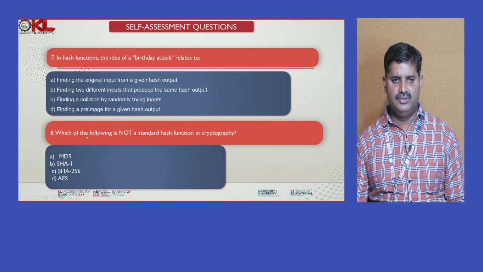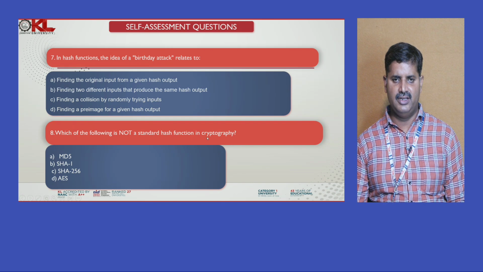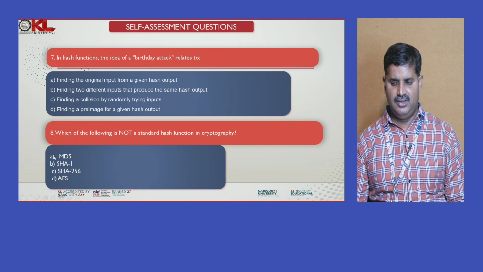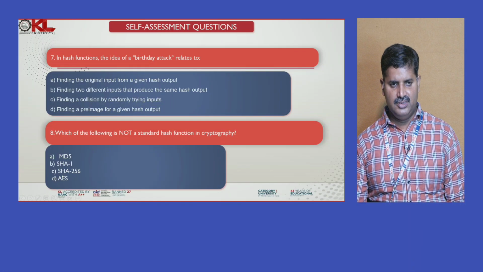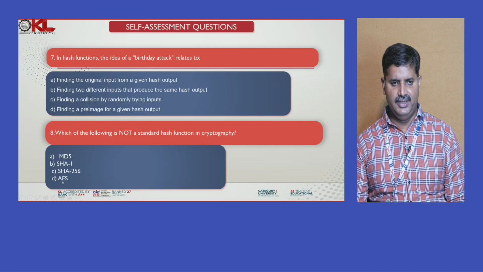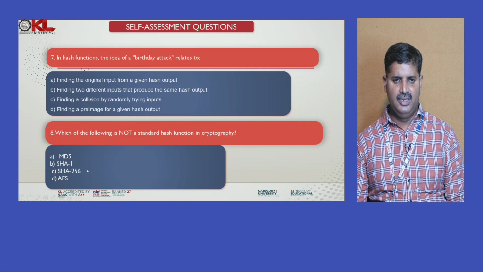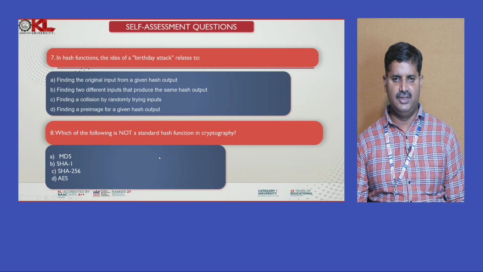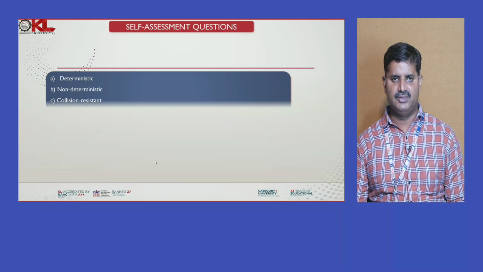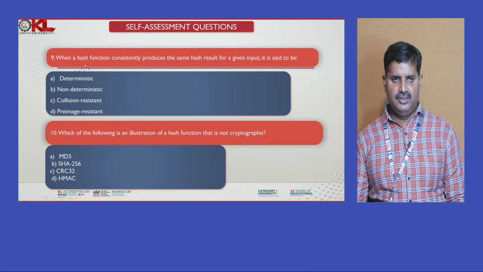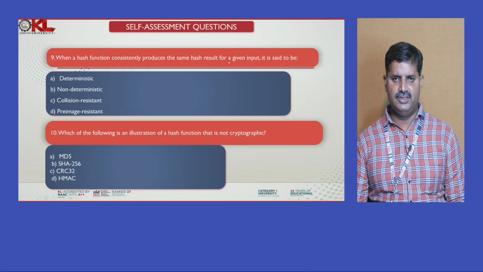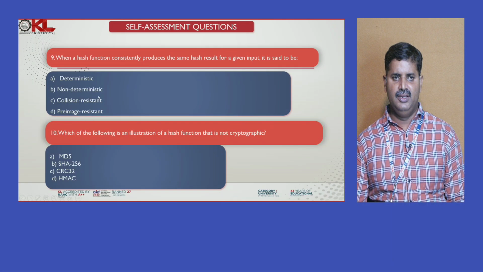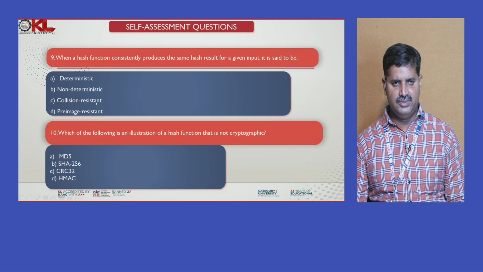And the eighth question is which of the following is not a standard hash function in cryptography? MD5, SHA-1, SHA-256. The last one is AES, advanced encryption standard. Here AES is not a standard hash function in cryptography because AES is a symmetric encryption algorithm. And the ninth question is when a hash function consistently produces the same hash result for a given input, it is said to be non-deterministic, collision resistant or pre-image resistant. So here the pre-image resistance consistently produces the same hash result for a given input.